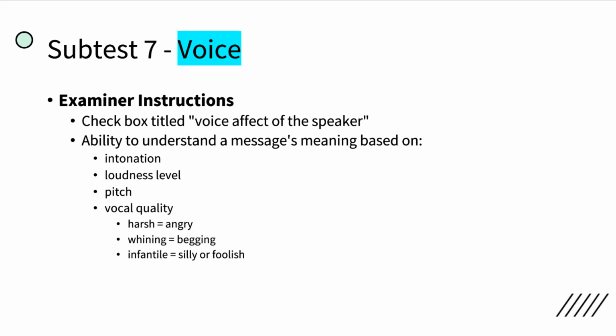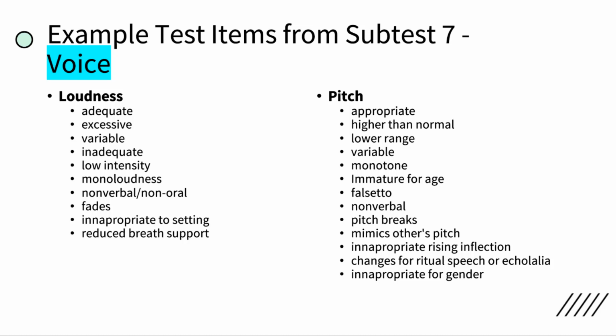Subtest 7 looks at the individual's voice. The examiner is to check a box titled Voice Effect of the Speaker if he or she can understand a message's meaning based on changes in voice that may include intonation, loudness level, pitch, with lower pitch indicating a more serious matter, and vocal quality. Some examples of vocal quality include harsh, meaning angry, whining, meaning begging, and infantile, meaning silly or foolish. Here is a list of options to choose from for the test items just described on Subtest 7.